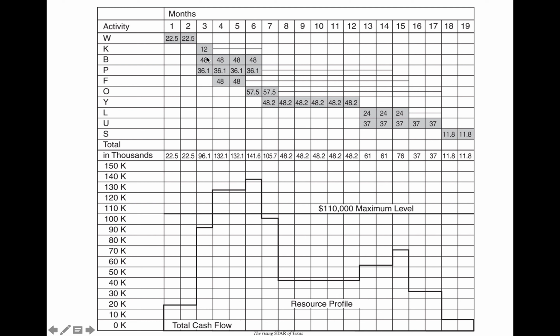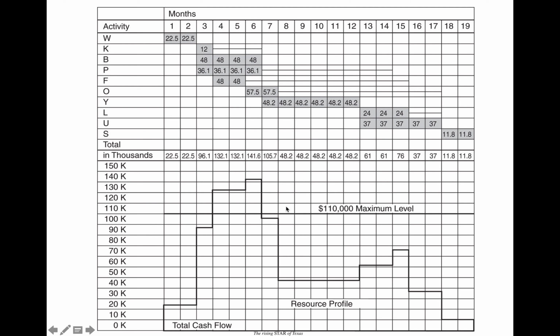It changes in month 3. K happens, B happens, and P happens. They each have their own individual cost per month. So 12 plus 48 plus 36.1 is 96.1. And so forth. 48 plus 36.1 plus 48 is 132.1, and so forth. This is just basically the total of everything above it, where an empty cell is 0. That's it.